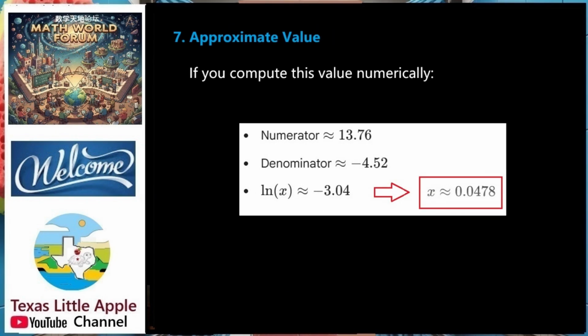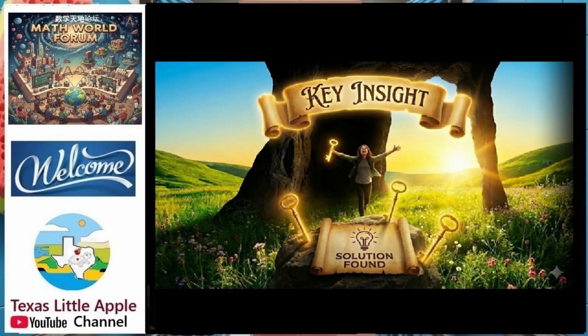Now let's evaluate the real number x numerically. The numerator is approximately 13.76. And the denominator is approximately minus 4.52. Therefore, log x is minus 3.04. Finally, this gives us a numerical value of x, 0.0478. So, while the final expression for x is exact, the actual value of x is a specific, complex irrational number, approximately 0.0478. Okay, we've finally solved the problem.